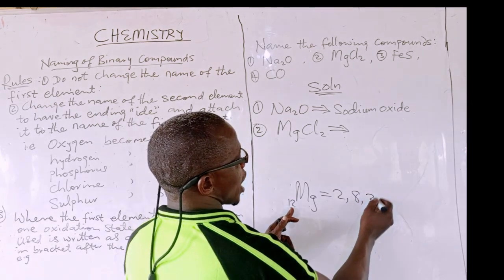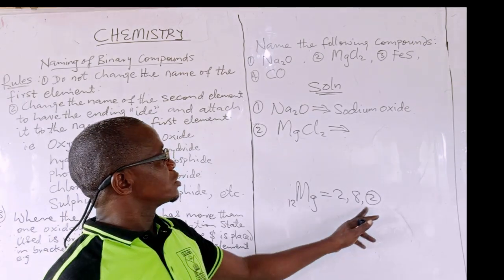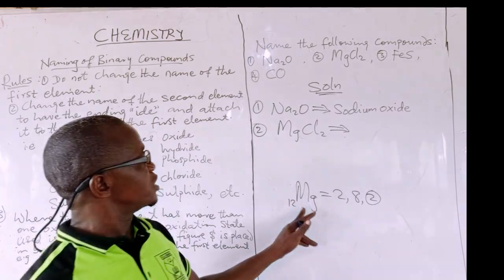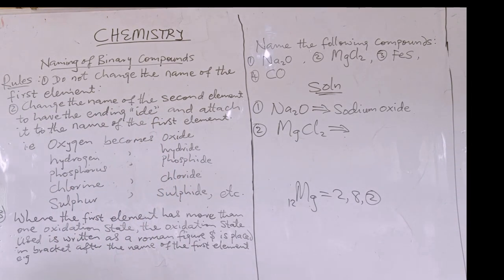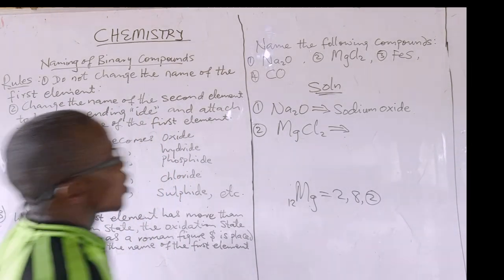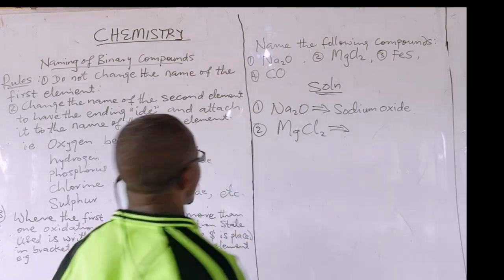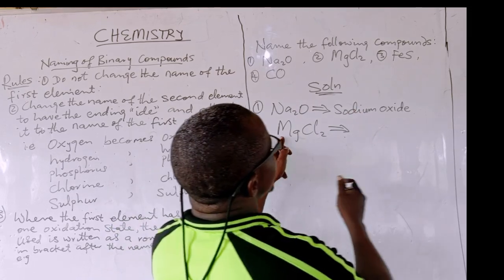So I told you when electronic configuration ends with 1, 2, or 3, that element is what? A metal. Among the first 20 elements. That's what I'm telling you now. Among the first 20, so this is a metal. So I won't bother going to the number 3 rule. So I will only check what's the name.